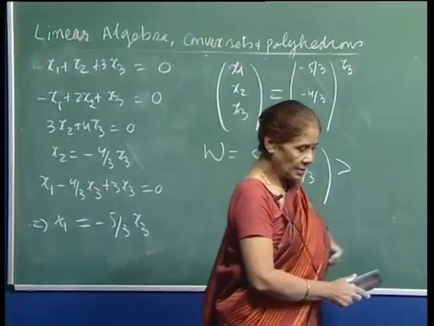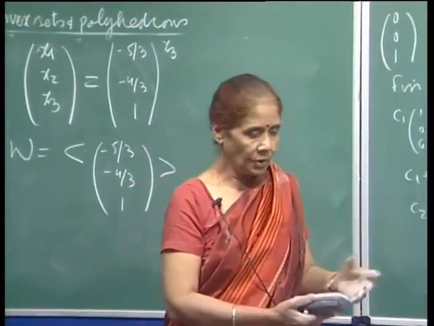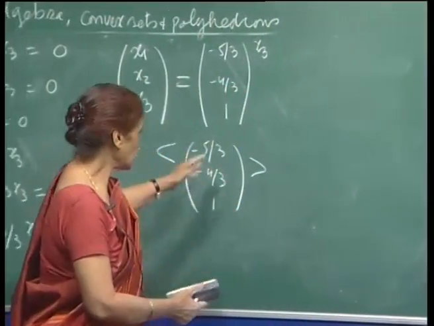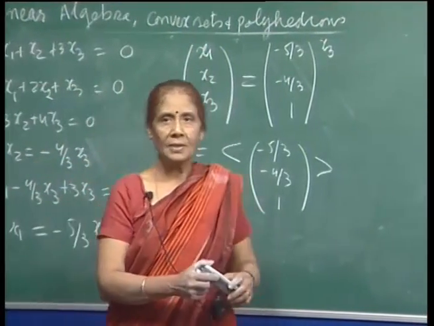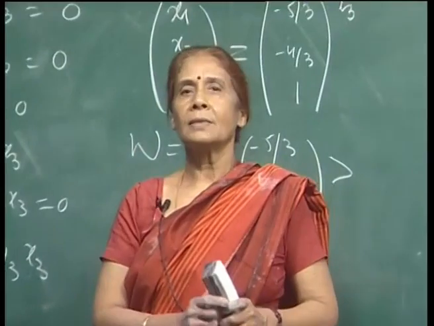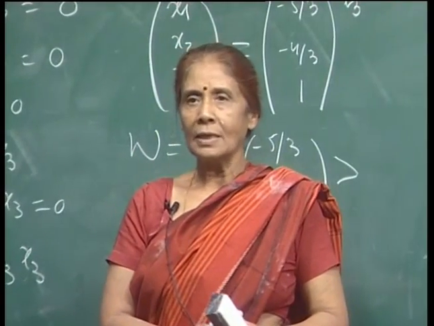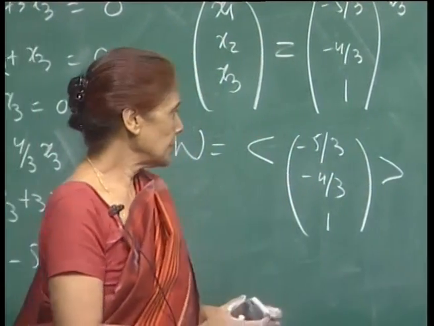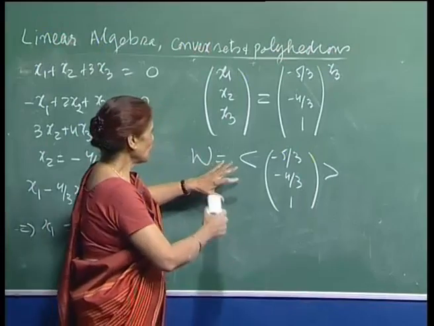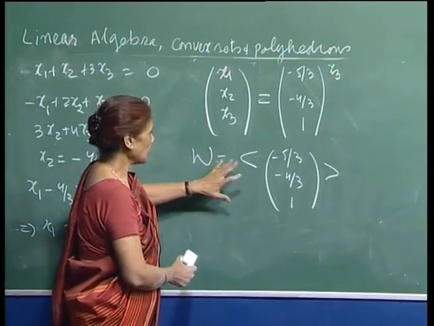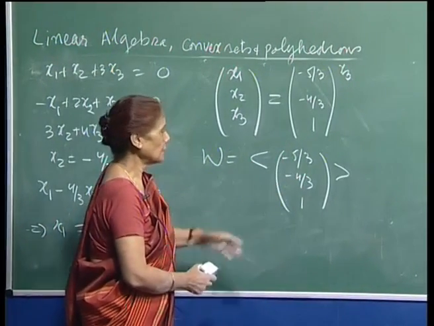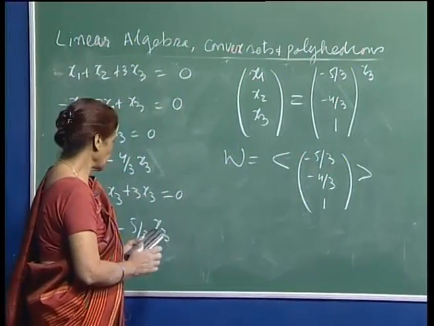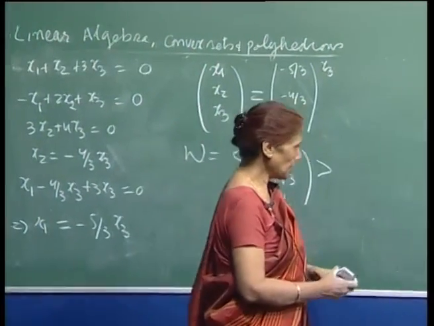Why is it 1? Because the spanning set contains only one vector. It is a non-zero vector, so it has to be linearly independent. This is another thing: a set containing a single non-zero vector will always be linearly independent, right? So the whole solution space can be represented as a scalar multiple of this vector. Okay, so I think the subspace is there.